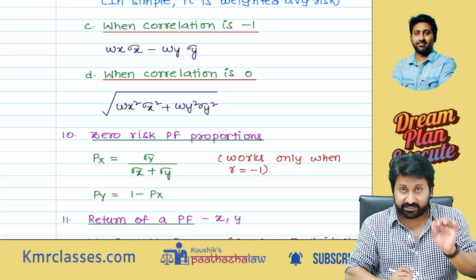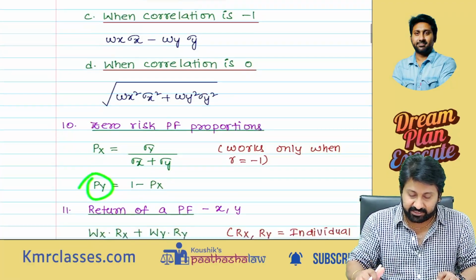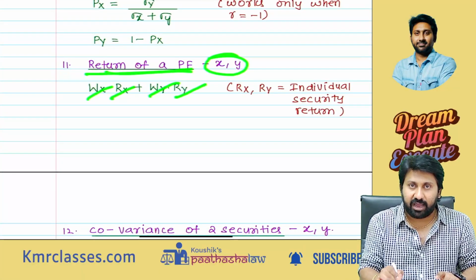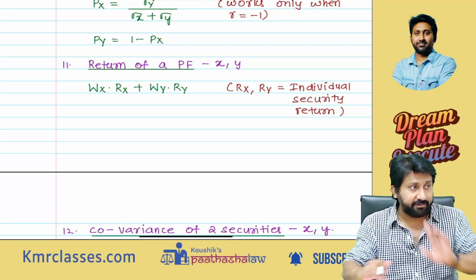Sigma y by sigma x plus sigma y. Py is 1 minus px. Next, return of a portfolio of x and y: Wx Rx plus Wy Ry. Rx means return of x, Ry return of y.